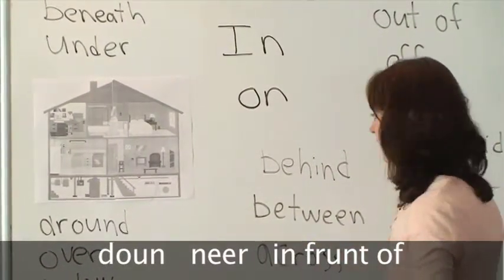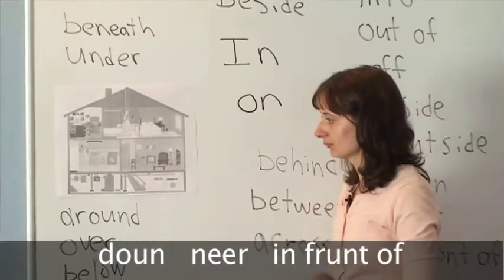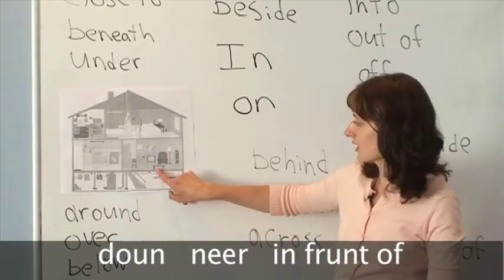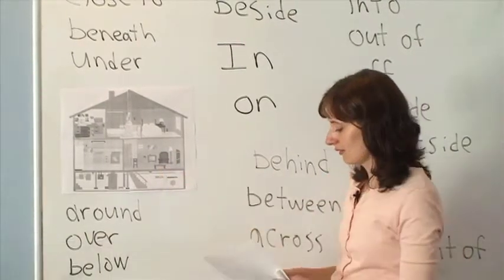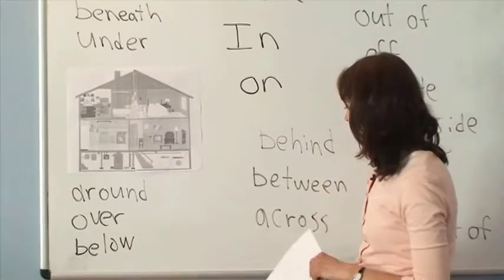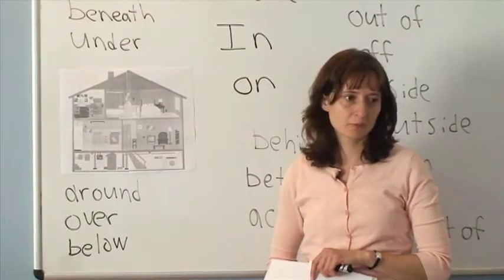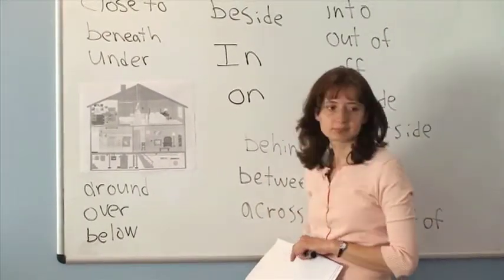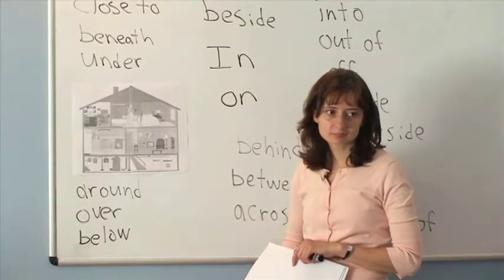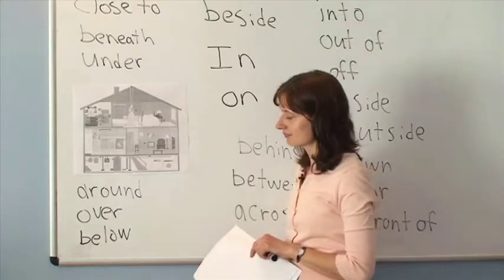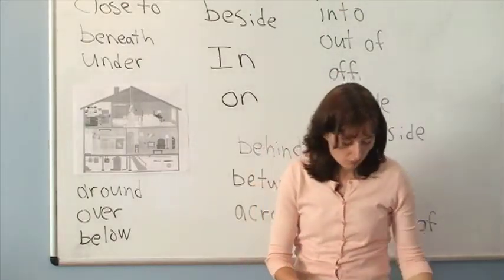Okay. In front of. I look in front of the window. In front of the chair is the table. What about across? We did across. Can you think of it again? One more word for how we would use it? The kitchen is across. The living room is across. You go across the hallway. Yeah, good job.